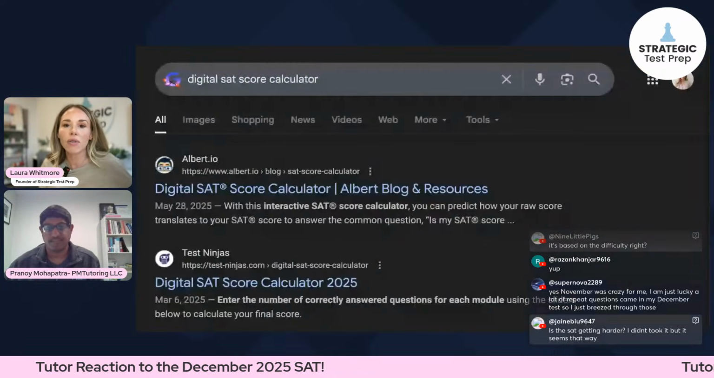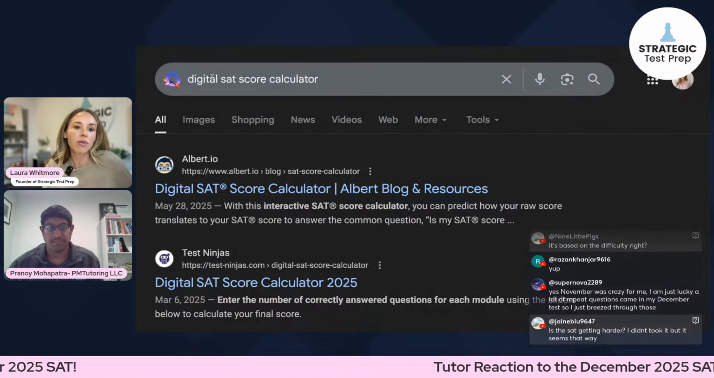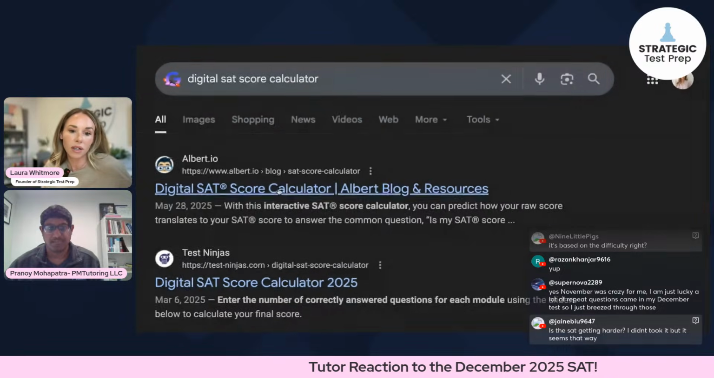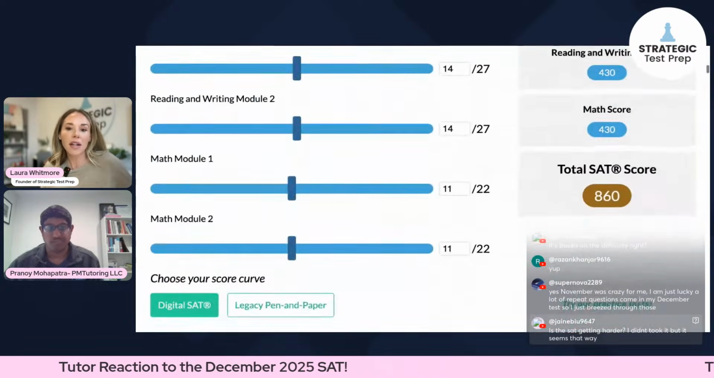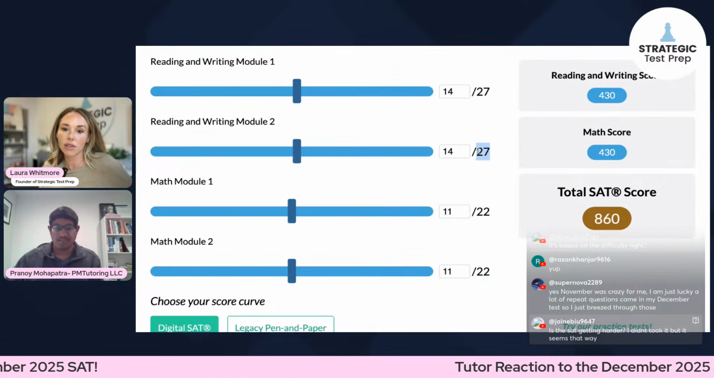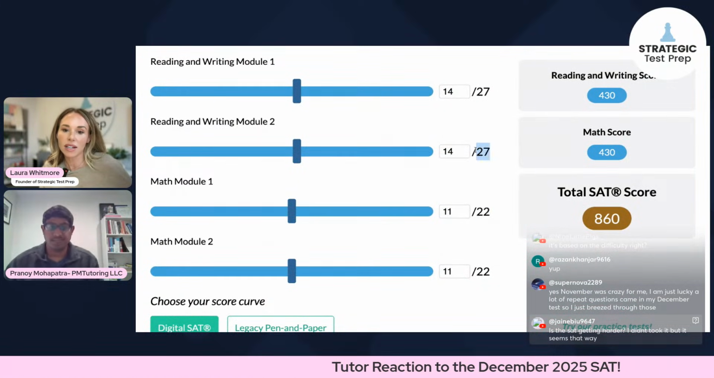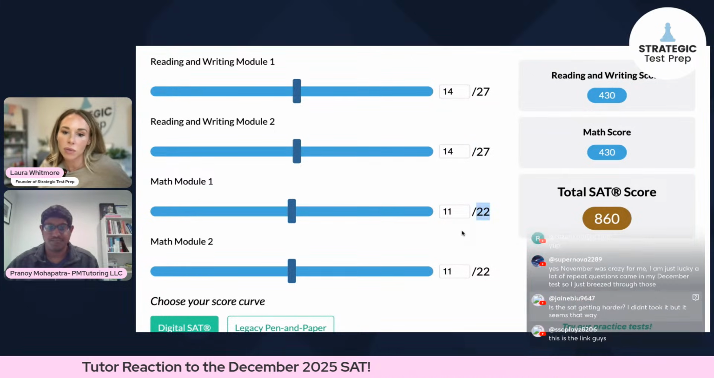Okay. So essentially Albert.io came out with a score calculator. They do a lot of AP exam prep stuff. So if you Google digital SAT score calculator, it's going to be the first thing that comes up. And then essentially you just put in your numbers. Now, what's funny is it does include the experimental. As you can see, this is out of 27 and out of 22, and technically it should be out of 25 and out of 20.